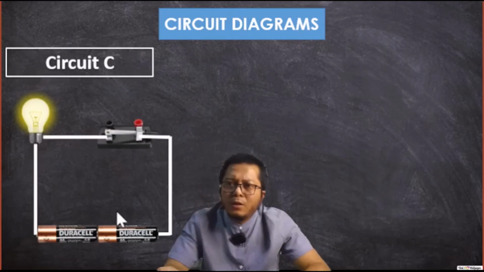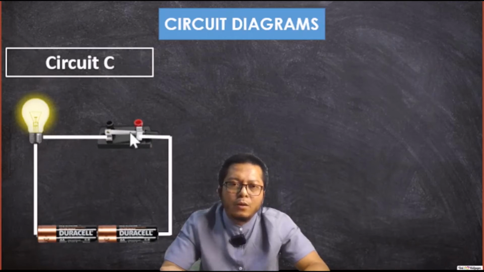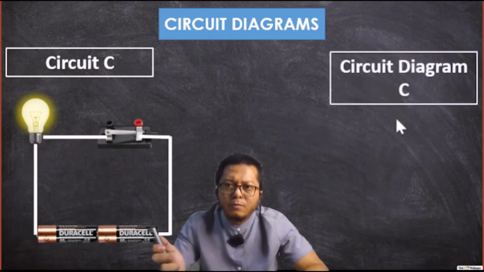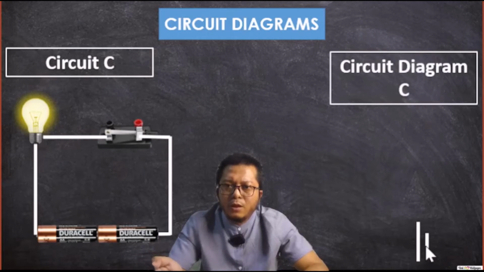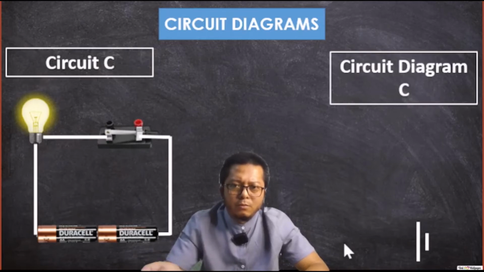Circuit C. Now in circuit C there are two dry cells and one light bulb and one closed switch. So this is a closed circuit. So how do you draw this? We start with the dry cell. We can start with anything actually. You can start with light bulb, you can start with switch, but just follow what's in the picture.